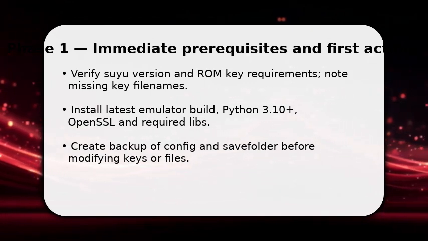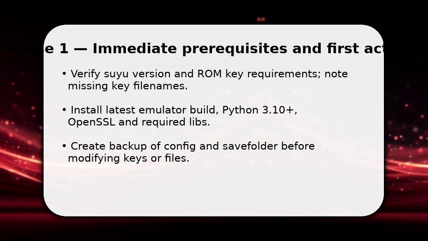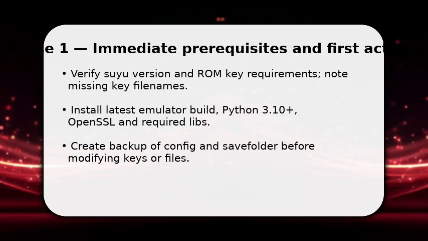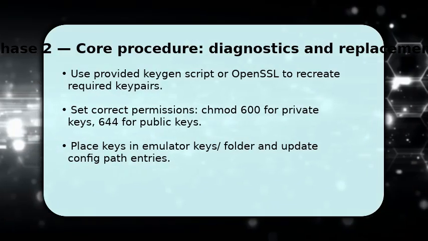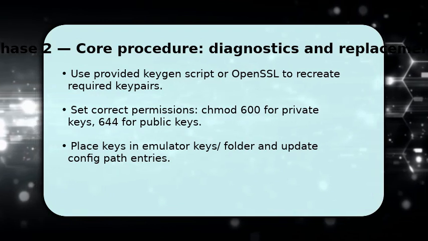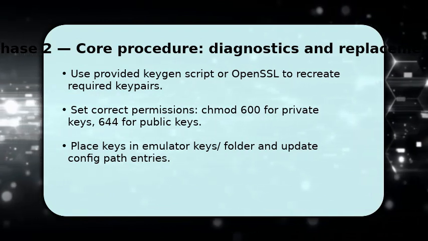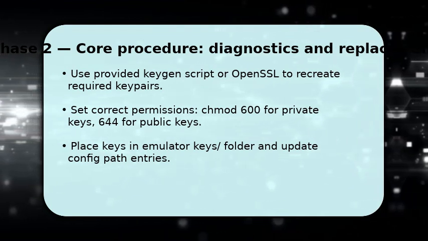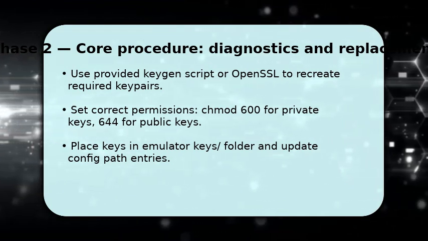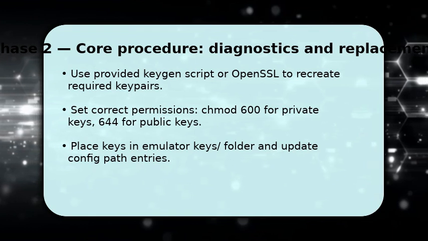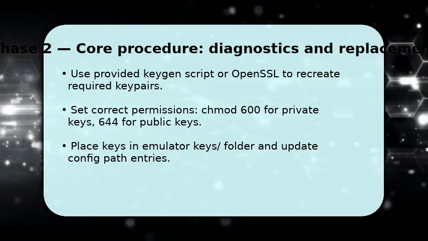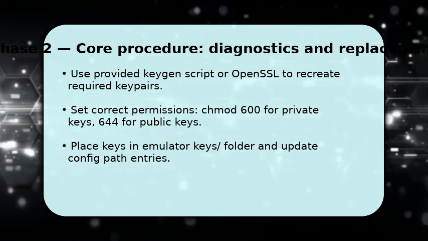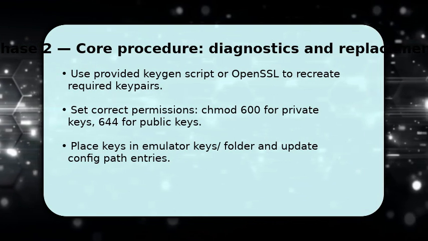Now open a terminal, list the emulator directory, and locate the keys folder so you can inspect which files are absent or corrupted. You will recreate keys with the packaged keygen or OpenSSL. Follow the emulator's key names exactly because file names map to decryption routines. After generating, set strict permissions, chmod 600 for private, 644 for public, so the emulator can read but other users cannot alter them. Then move files into the emulator keys folder and edit config entries to point to those paths.